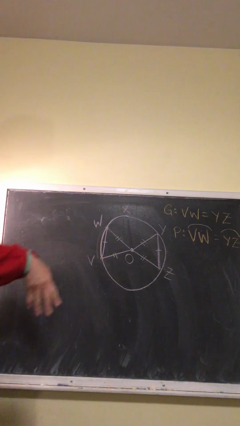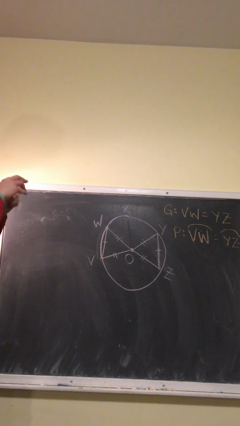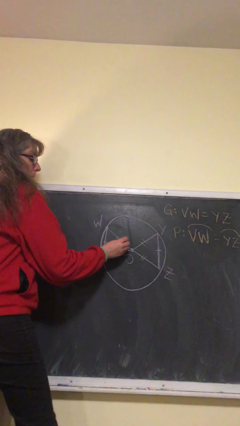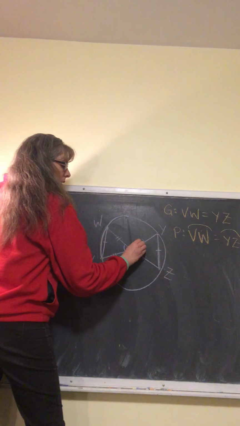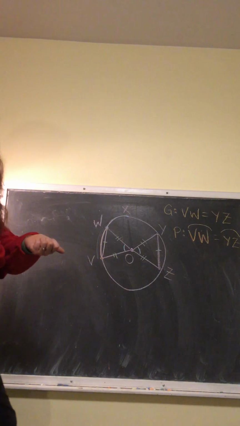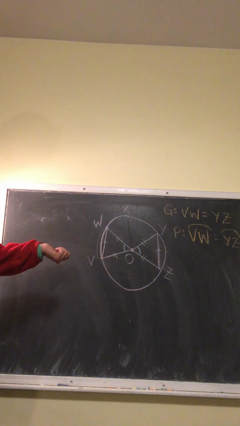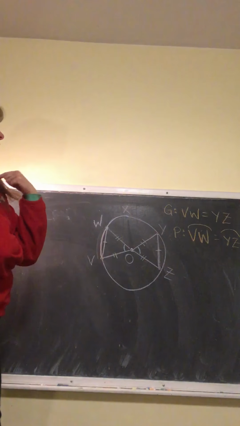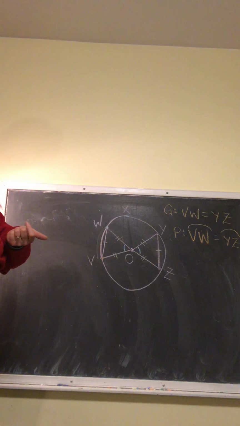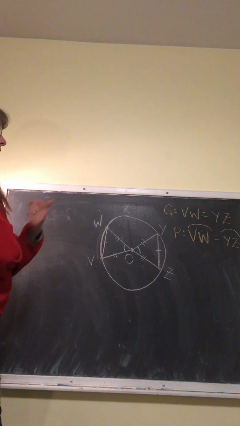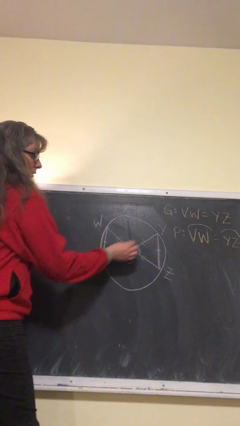But I'm trying to prove that my arcs are equal. How am I going to get from the fact that I have congruent triangles to the fact that I have equal arcs? These two angles at O have to be equal to each other. Why is that? That's because corresponding parts of congruent triangles are equal to each other. So I have congruent triangles. These two angles at O correspond to each other, so they are equal to each other.